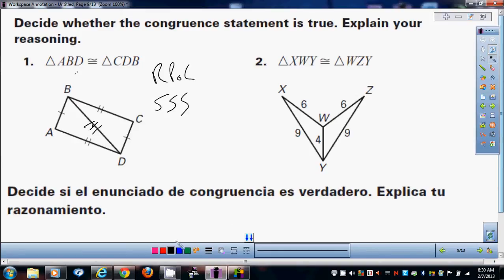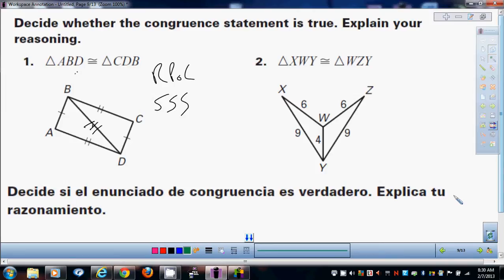What about number 2? Do we know any angles? No. So if we're going to show these congruent, we're going to have to use side, side, side. You're exactly right. We're going to have to use the reflexive property again. We know the 6s are the same. We know the 9s are the same. How can I show that that 4 is the same for both triangles? The reflexive property.